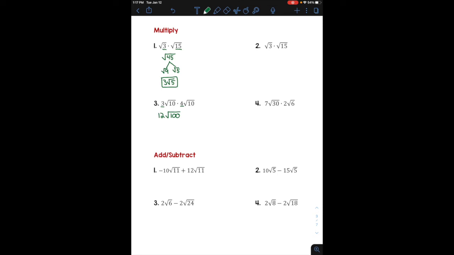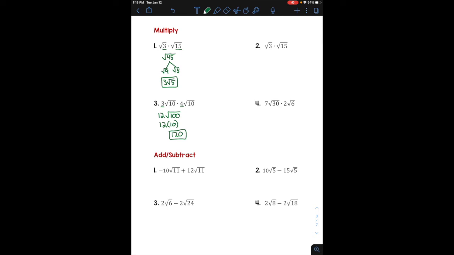10 times 10 is 100, and since both of those numbers are inside the radical, their product will also be inside. Let's go ahead and see if we could simplify our answer. We actually do know what the square root of 100 is. That's asking us what number times itself is 100. That would be 10. So we now have 12 times 10, which we know is 120.